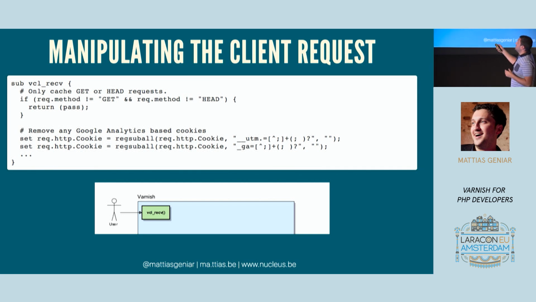So we have the request object, and we can discover the method. This could have been a POST or a PUT, a PATCH, whatever. And in this case, we're going to say that if it's not a GET or a HEAD, it's probably a request that has altered the data in some way. We don't want to cache it, so we just return pass and let Varnish send that to its backend.